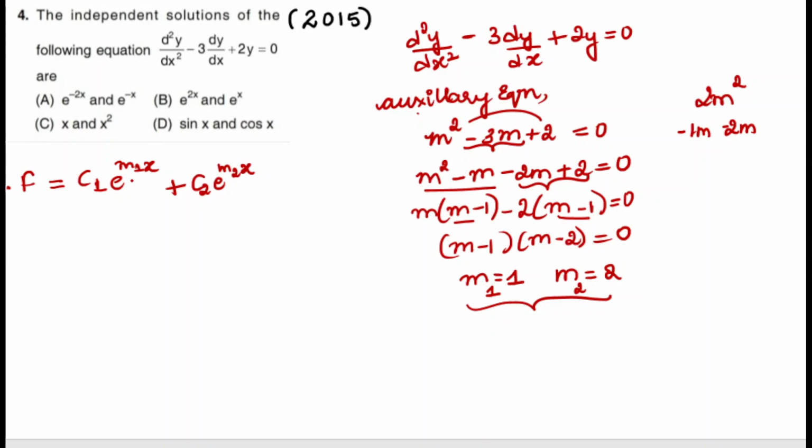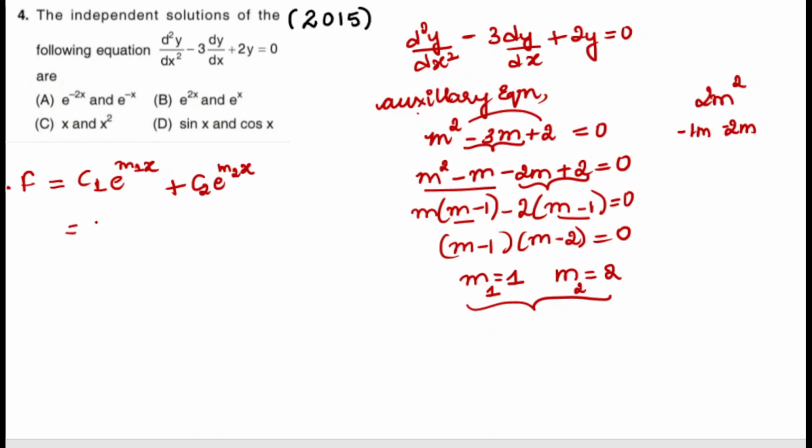Here is e to the power of m1x plus e to the power of m2x, exponential. The c1 and c2 are the constants here. Now replace m1 with 1 and m2 with 2.